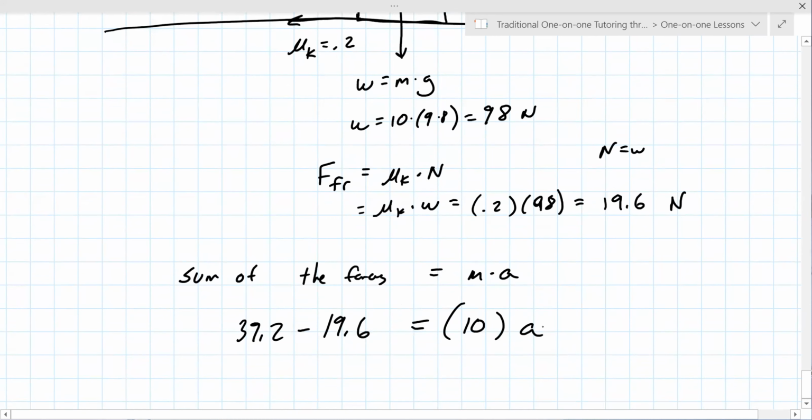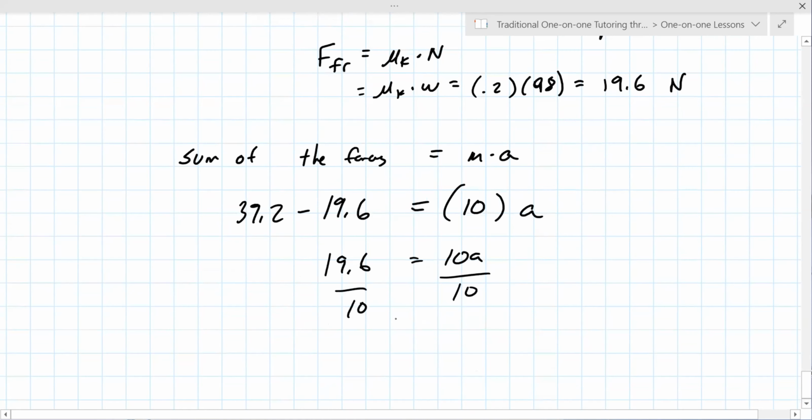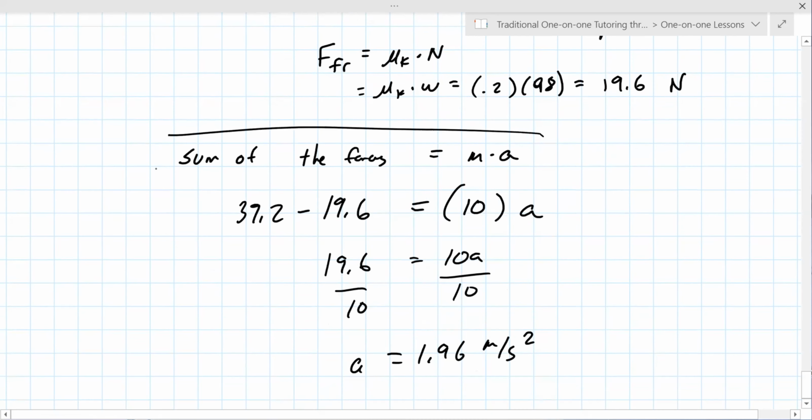You can get problems like this where you only have one variable. 39.2 minus 19.6 is 19.6 equals 10a. Divide by 10, divide by 10. It's accelerating at 1.96 meters per second squared. So the third point is that you can use the forces with one of Newton's laws. This is the F equals ma thing.